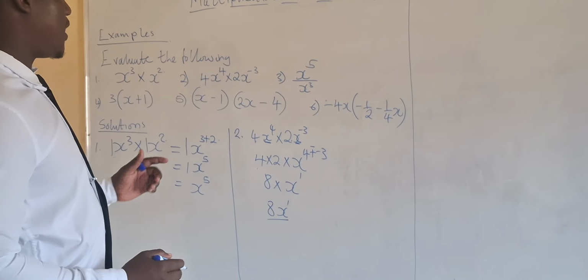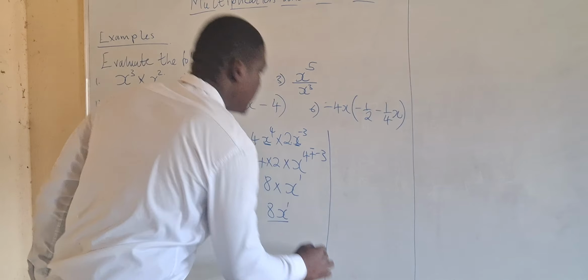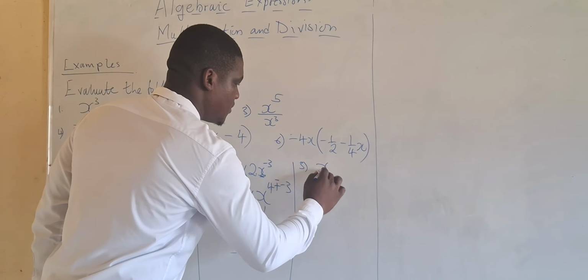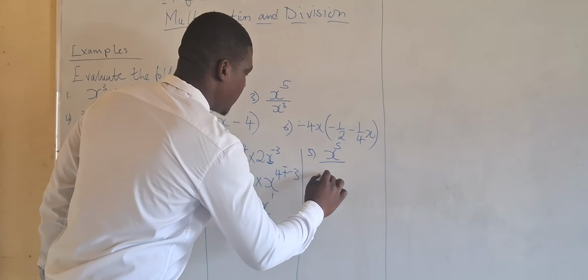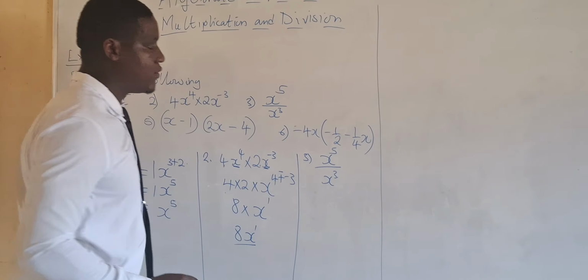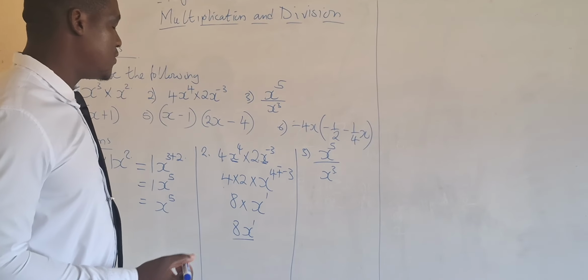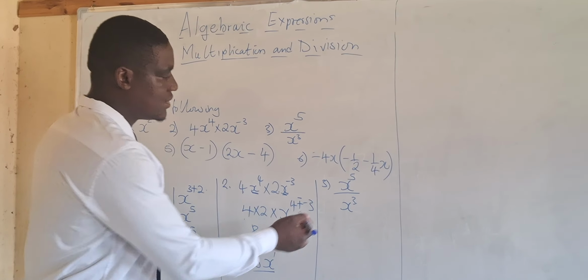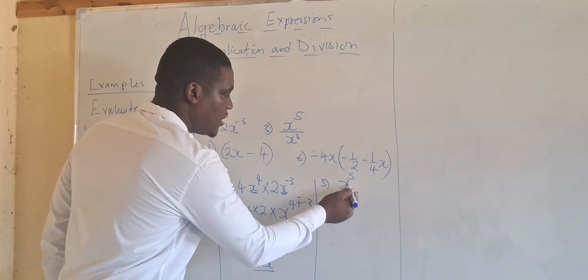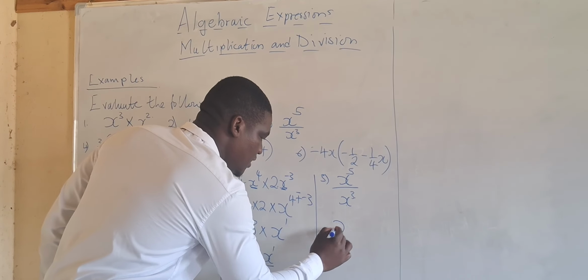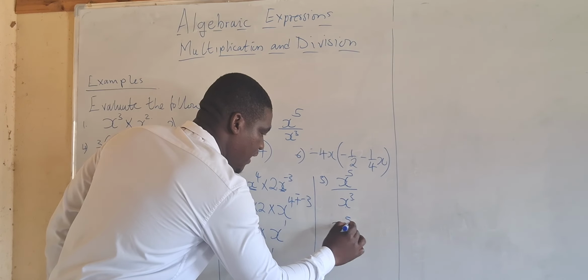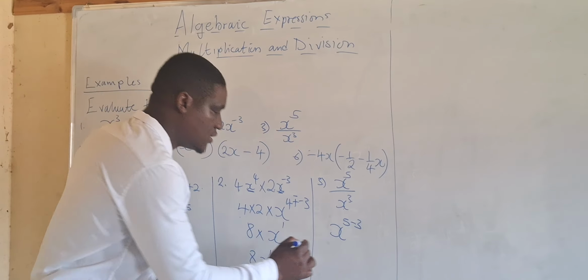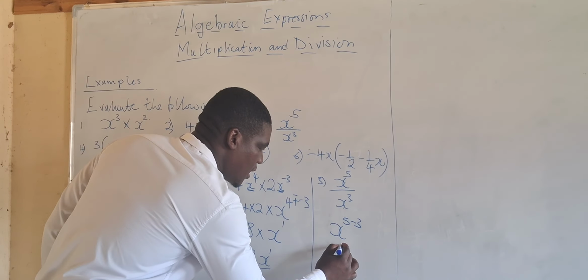We move on to number 3 there. Number 3, we are saying x to the power 5 divided by x to the power 3. We apply laws of indices, which says when you divide, you subtract the powers since the variables are the same here. So you take x to the power 5. As I said, you subtract the powers. You say 5 minus 3 to get x to the power 2.